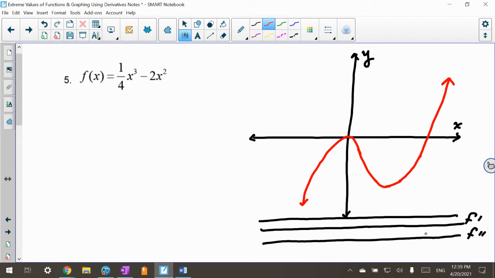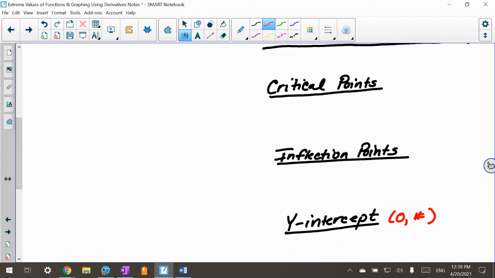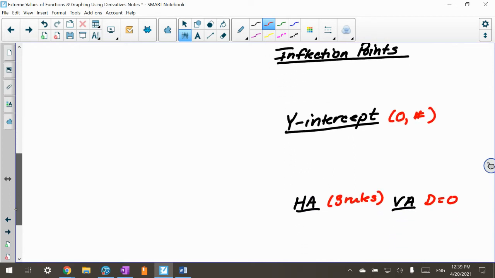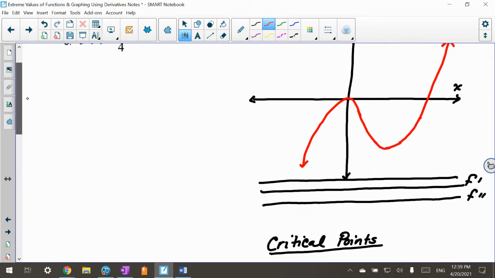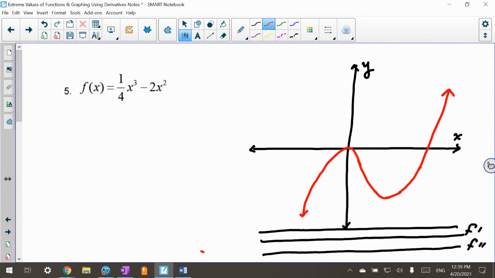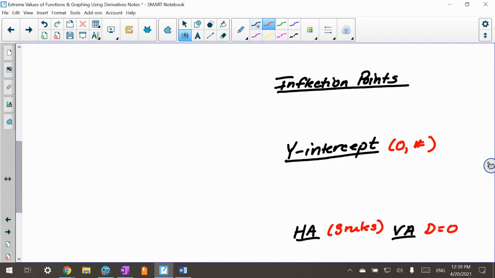Set up your f prime and f double prime bars, which are number lines to talk about your derivatives. And then I'm going to stack and rack the critical points, inflection points, y-intercept, horizontal, and vertical asymptote. As you can see by the y-intercept, I put 0, and that's easy to do because all you do is plug in 0 in your graph, and after your graph, you can look at the table. When I plug a 0 in both of those spots, I get a 0. So it crosses right at the origin.